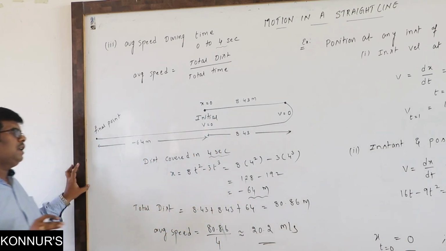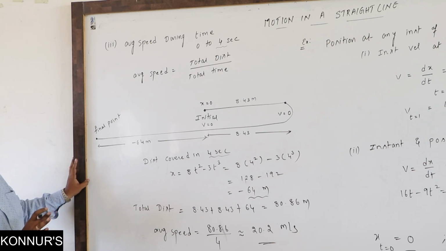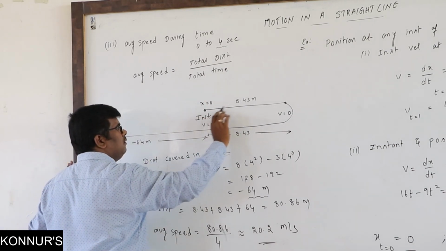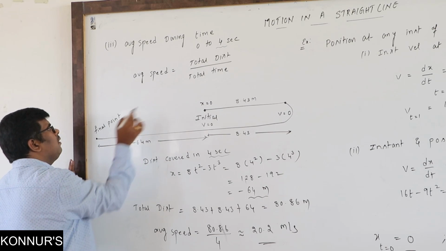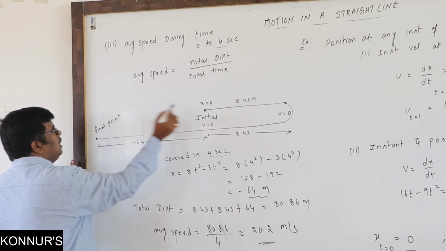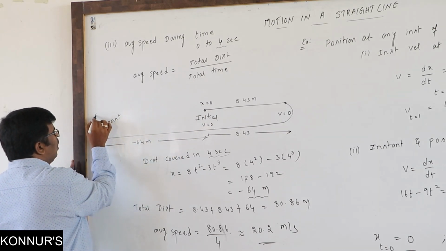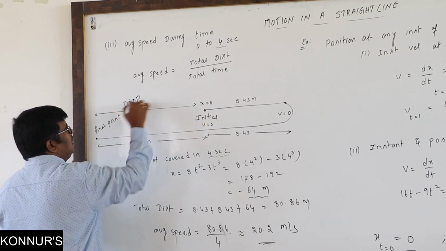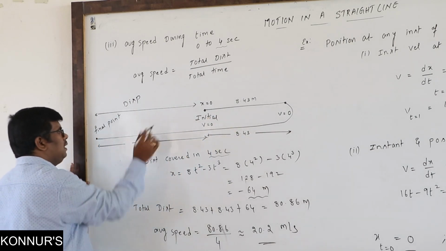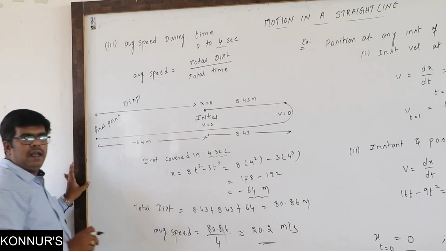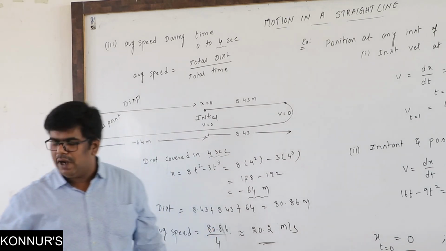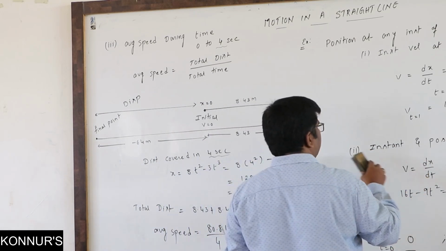But if they ask you average velocity, in the distance case we take the total path length. But in the average velocity case, only this is the initial point and this is the final point. This is only the displacement, and this complete path is the distance. The displacement is minus 64 meters.